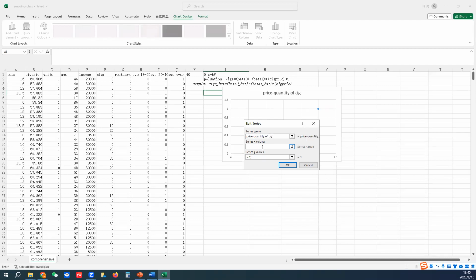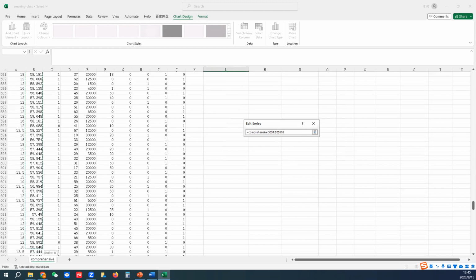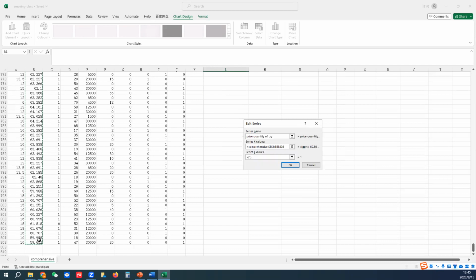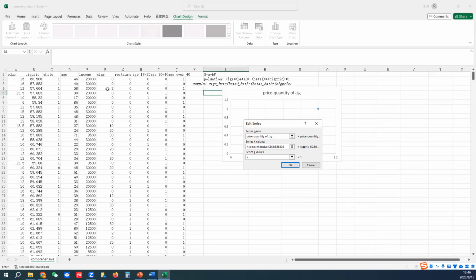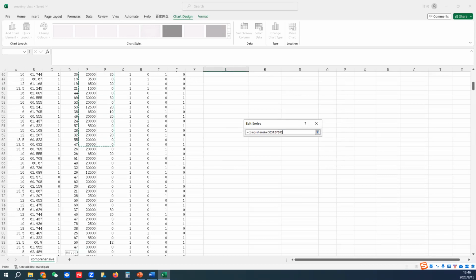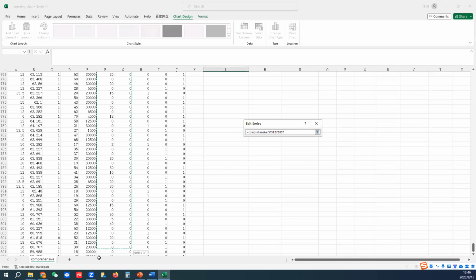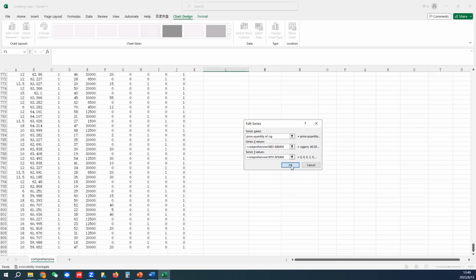And here you have the value of X. The X should be price in this case, right? So writing the equation above will help you to clarify which value should be positioned on which axis. So it is cigarette price to be included here. Okay, and the series of Y is very similar. Now it is the quantity of cigarettes. All right, let's hit OK.